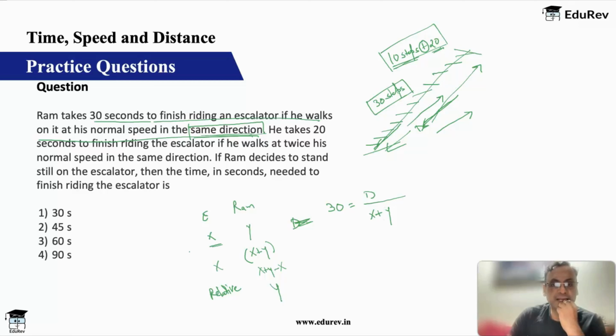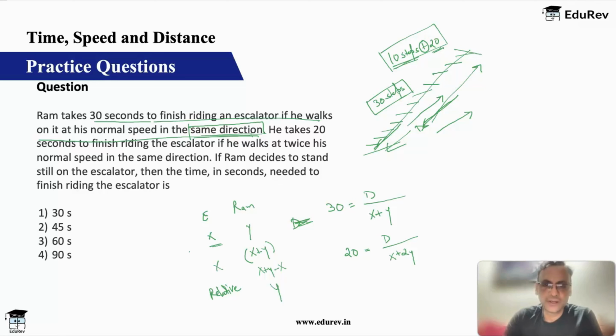Okay, and then the question says he takes only 20 seconds to finish riding the escalator if he walks at twice his normal speed on the same escalator. So the escalator is moving at x only, but he goes at 2y. Okay, so this is the data that we have. Then the question says if he decides to stand still on the escalator, then the time needed.